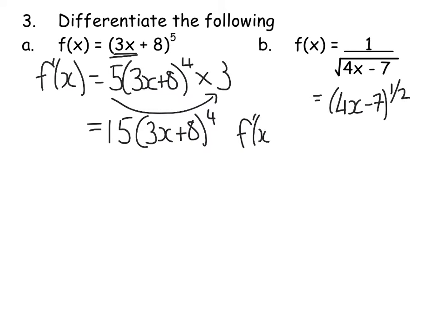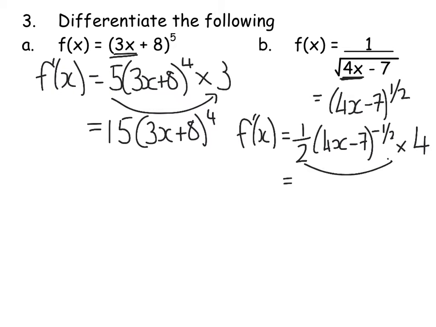So f dashed x equals, so we're going to times by the power, which is a half. We're going to write our bracket. We're going to lower that power to minus 1/2. And then when you differentiate 4x, you get 4. So we times by 4, which is the differentiated bracket. Now the half times the 4 you can do, and that becomes 2. So that gives you 2 times your bracket when it's tidied up.